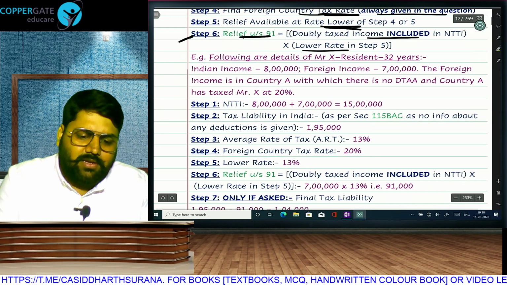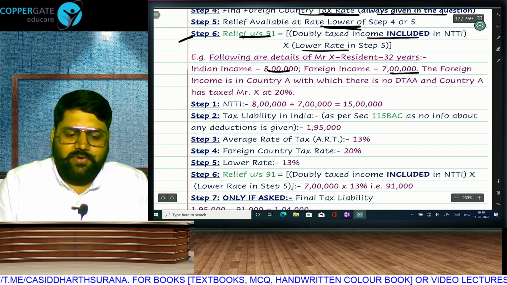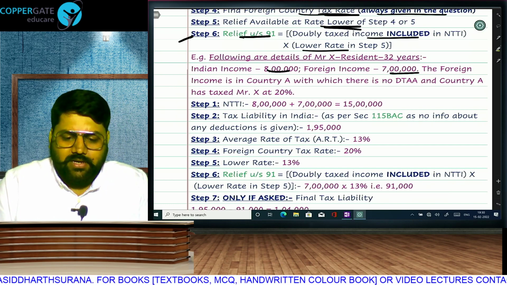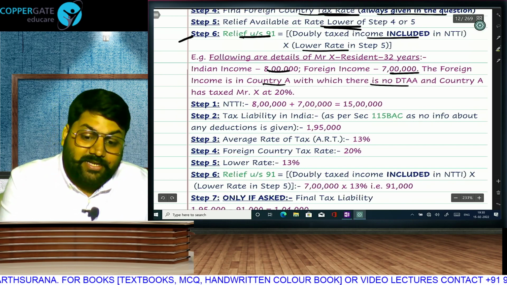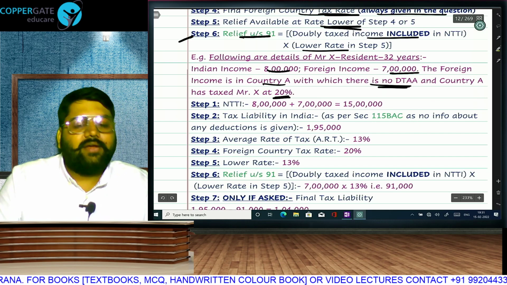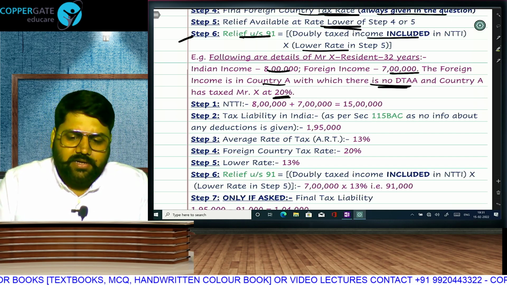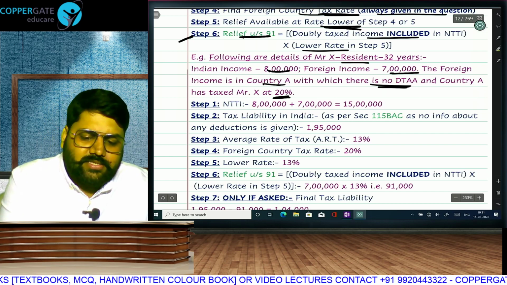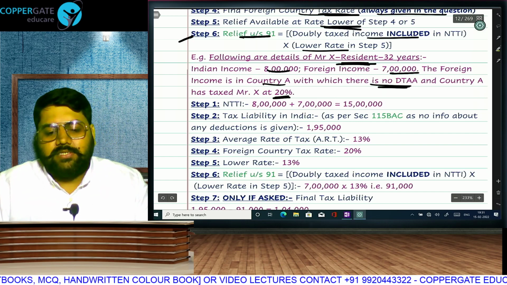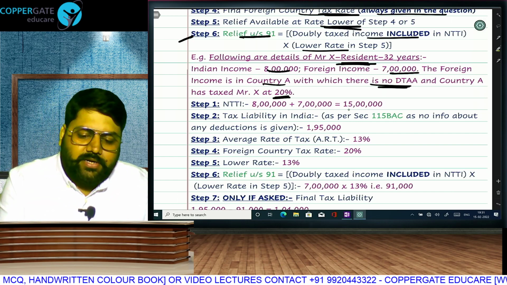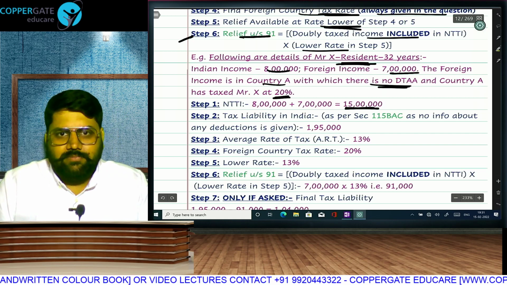To give you an example, Indian income of 8 lakh, foreign income of 7 lakh. And the foreign income is from a country A where there is no DTAA and foreign rate is 20. Foreign rate has to be given. Assessee has to be a resident. This is the most important condition. What is the first step? Take the total income. So, Indian income, foreign income, total.